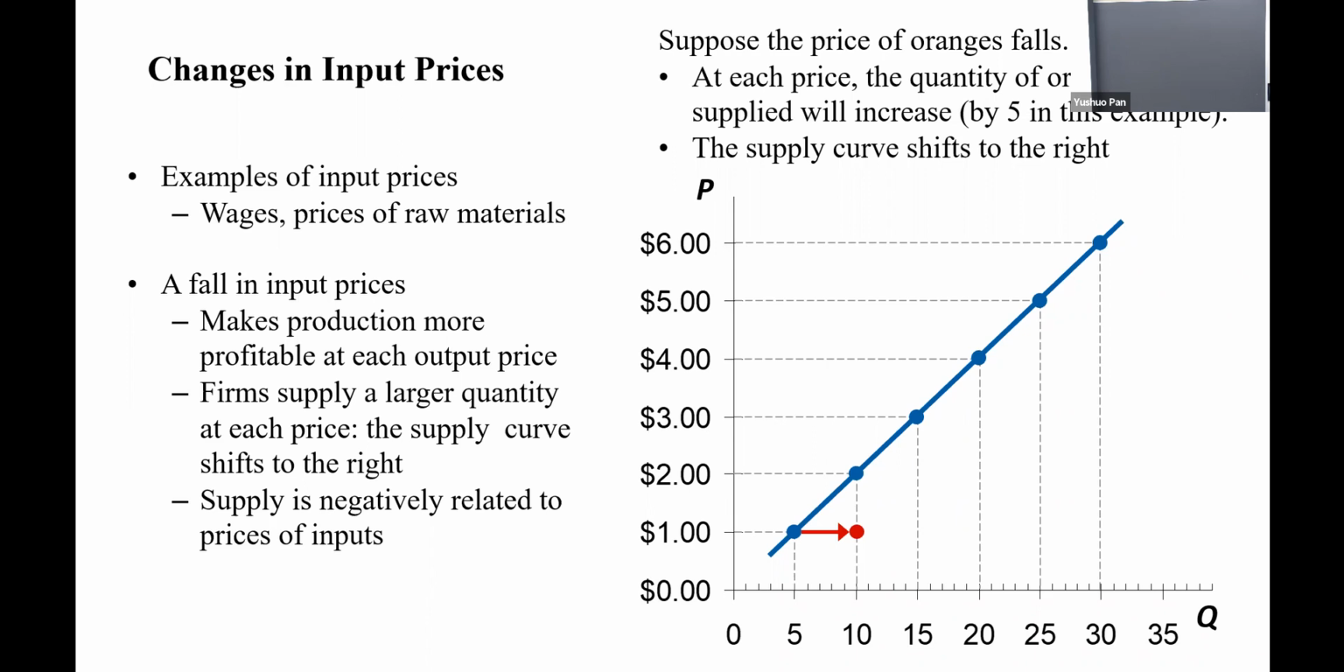In this case, at each price, the quantity of orange juice supplied will increase by 5 in this example, and the supply curve shifts to the right. Each point shifts by 5, so the new curve is shifted to the right.